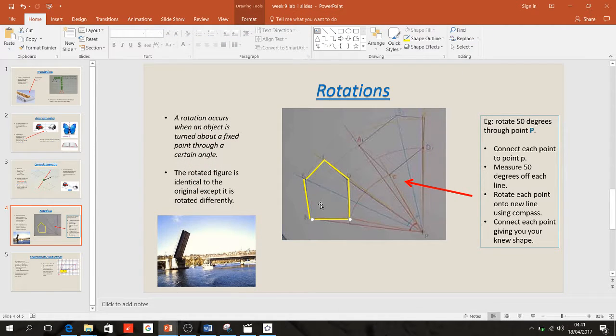Okay, so today we are looking at rotations and the principles behind rotations. Firstly, I think it is most important to note that a rotated figure is identical to the original, except it is rotated differently.